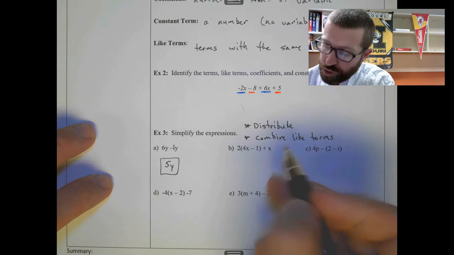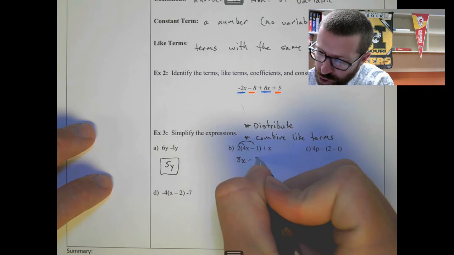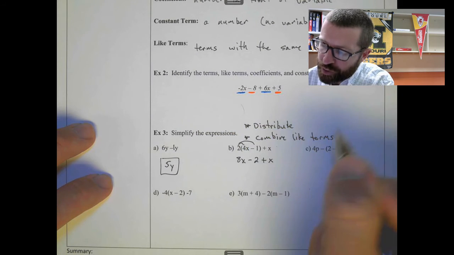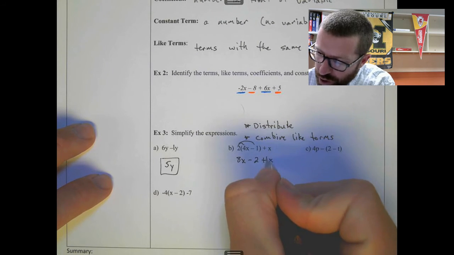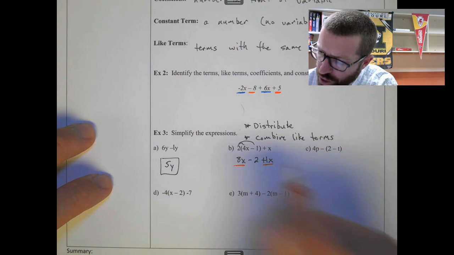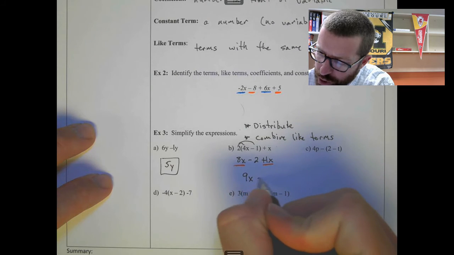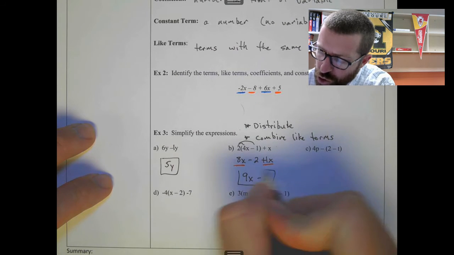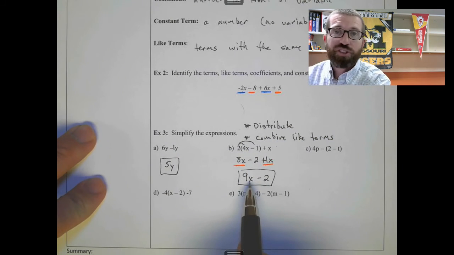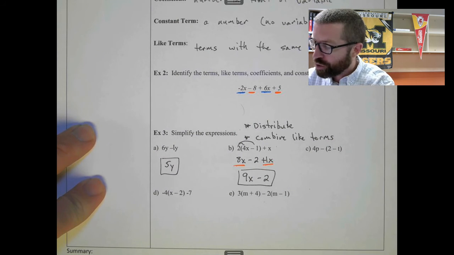Here we have to distribute first. So distribute the 2, and you get 8x minus 2 plus x. And then our like terms are 8x and 1x. And so that's 9x minus 2. You cannot make this 7 because this has an x and this does not. So they don't go together. They're not buddies. They're not friends.